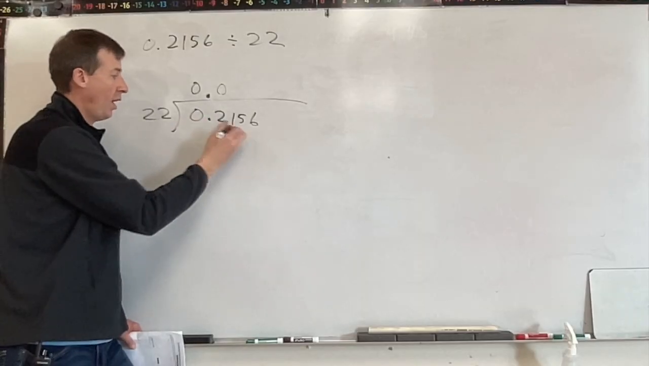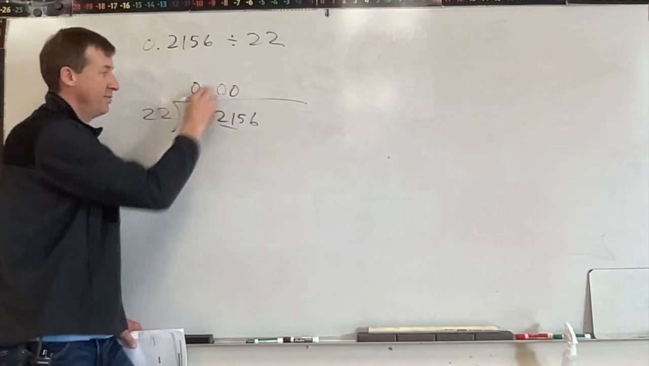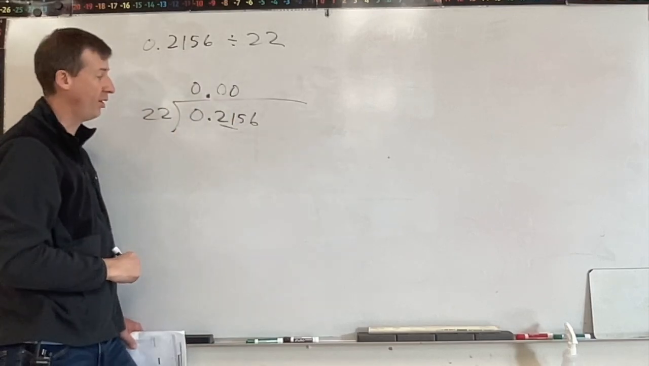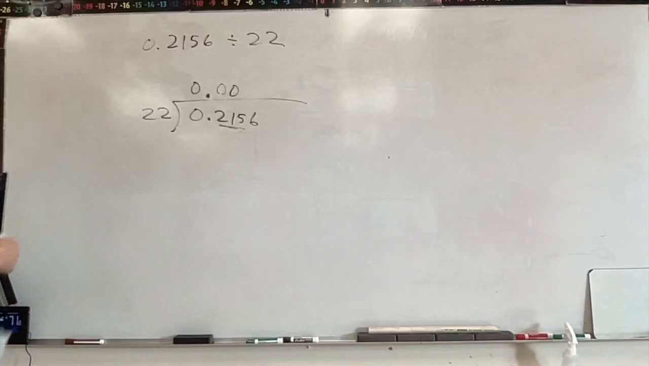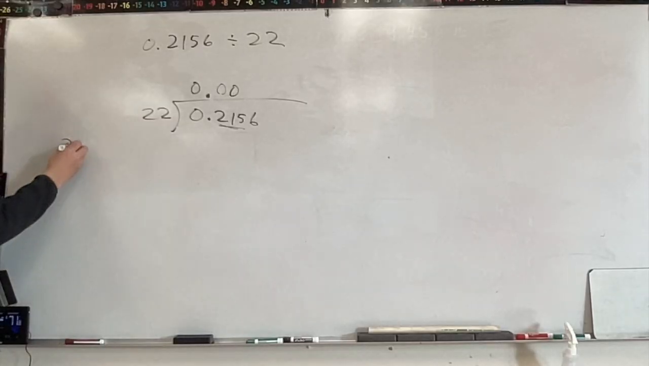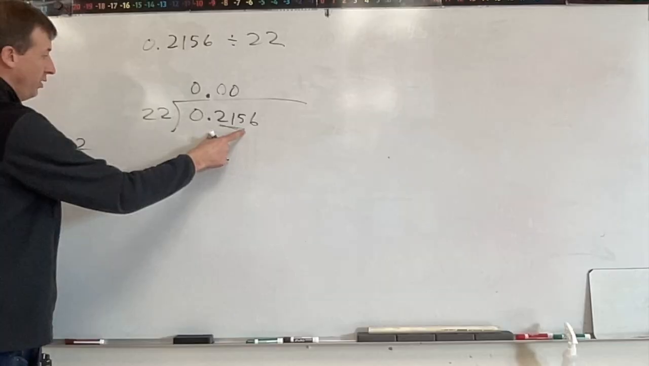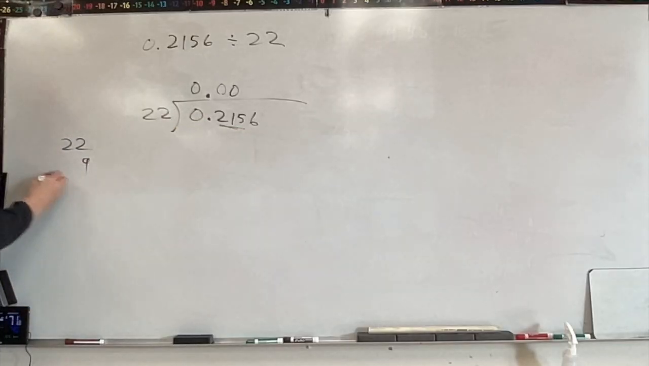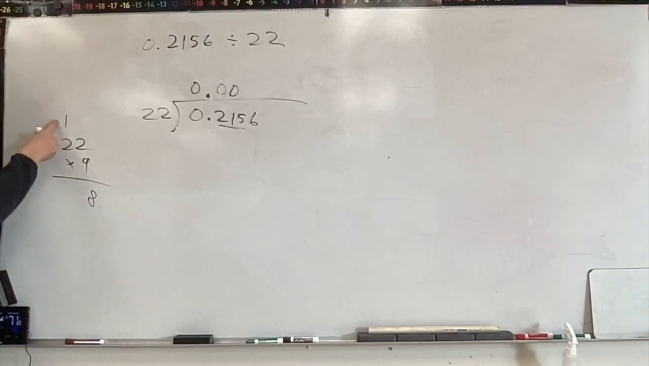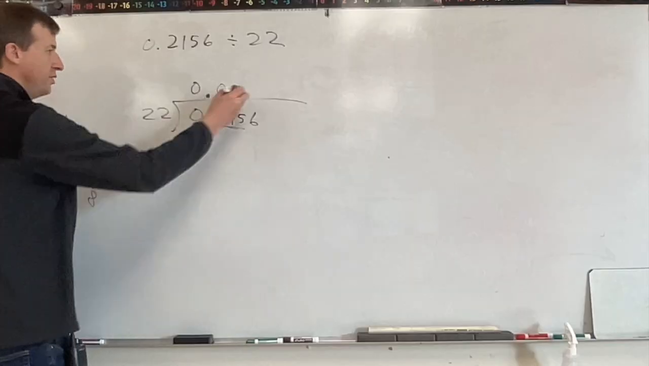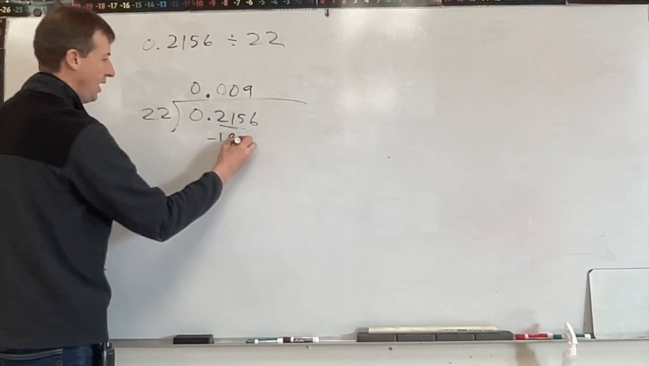22 going into 21, 0 times. Make sure you're putting the zeros up there. It's really important on this one. 22 into 215, it's got to be 9 times because 10 times 22 is 220. So we got to be a little bit less than that. 9 times 2 is 18, carry the 1. 9 times 2 is 18 plus 1 is 19, so I get 198. So this goes in 9 times, minus 198.